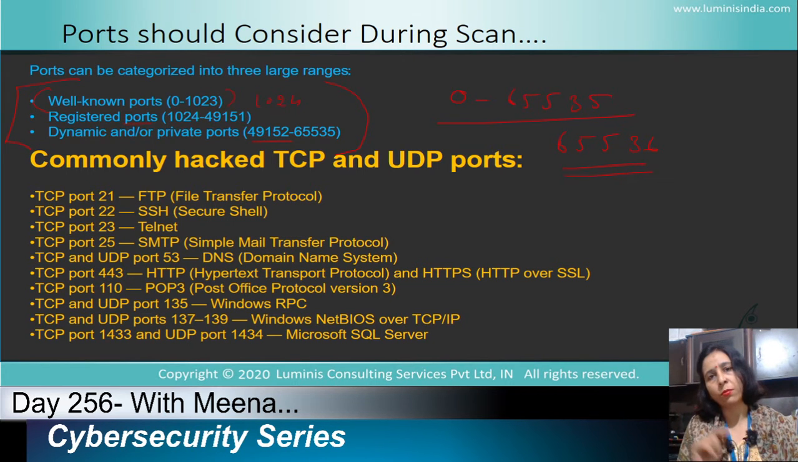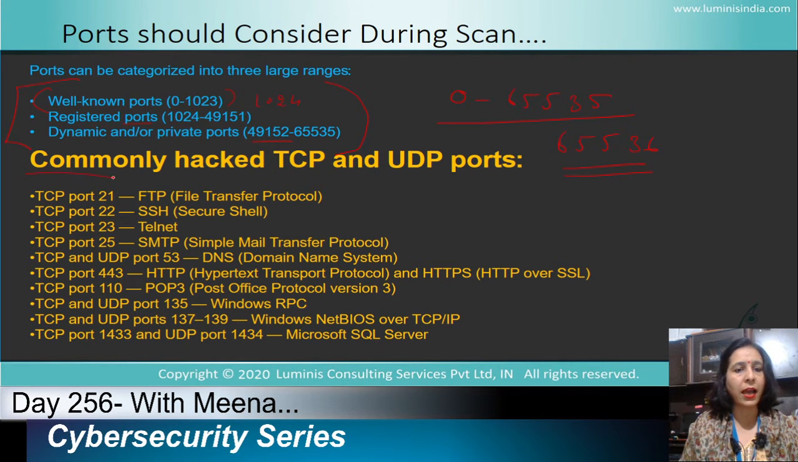When we perform scanning on our network or on our PC, we should definitely consider those ports, because commonly the hackers will use them to perform attacks on a network. There can be other ports, but commonly they use these. Check your port 21, which is for FTP, SSH, Telnet, SMTP, or DNS, especially these.